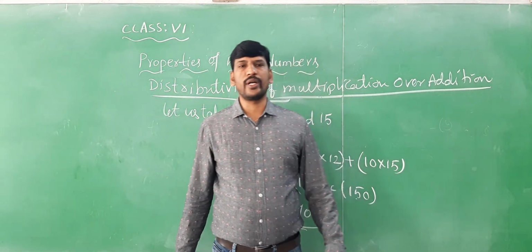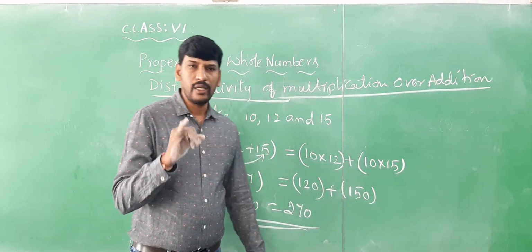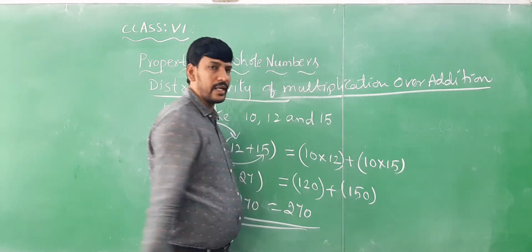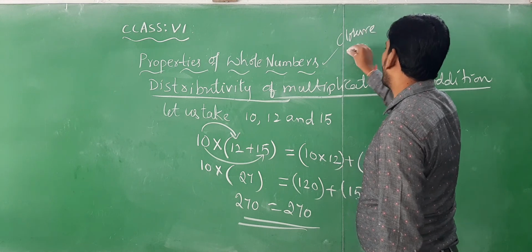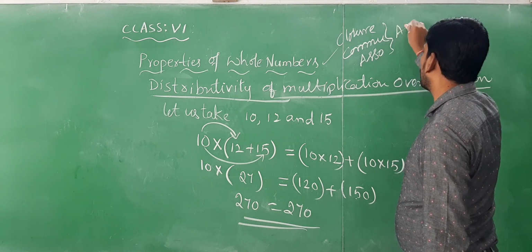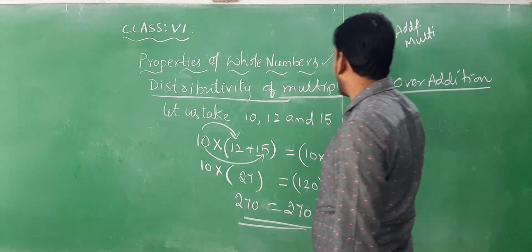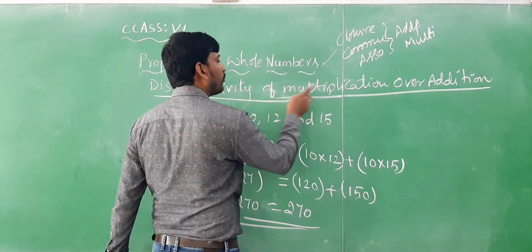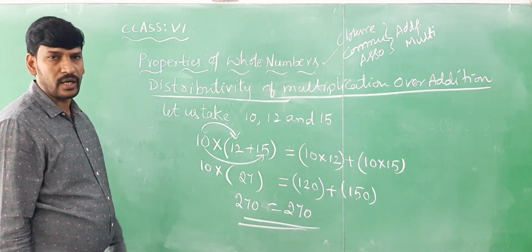Right, children? I hope you understood today's class, whatever we discussed, four properties: closure property, commutative property, associative property and distributivity of multiplication over addition. So whole numbers satisfy the closure property, commutative property, associative property under addition as well as multiplication. Okay, and these three properties will not be satisfied under subtraction as well as division. And for the distributivity of multiplication over addition, we need to distribute the value to both. Is this clear, children? Right.